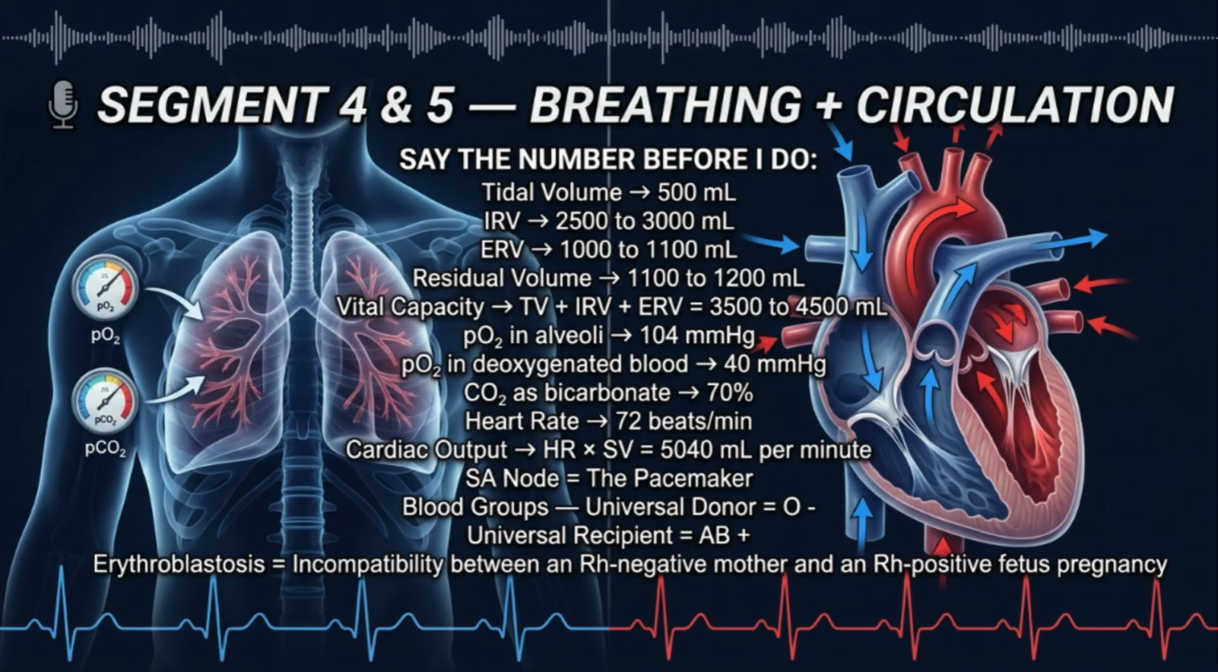Erythroblastosis fetalis. This occurs when an Rh negative mother carries an Rh positive fetus. In the first pregnancy, the mother's immune system is exposed to Rh-positive blood and produces antibodies. In the second pregnancy with an Rh-positive fetus, those antibodies cross the placenta and destroy the fetal RBCs, causing hemolytic disease of the newborn. The key detail: it happens in the second pregnancy, not the first.